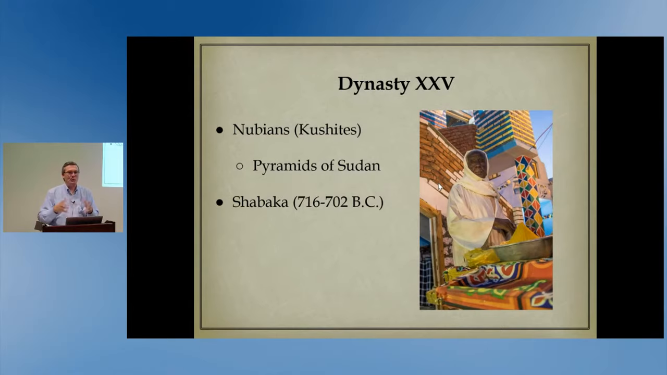The Nubians have had enough of this at some point, and they take over. They literally become pharaohs. Okay, these Nubians. And today, if you see a black African along our tours, it's probably a Nubian. In the Bible, these are the people of the land of Cush, or Cushites. The Egyptians called them Nubians.